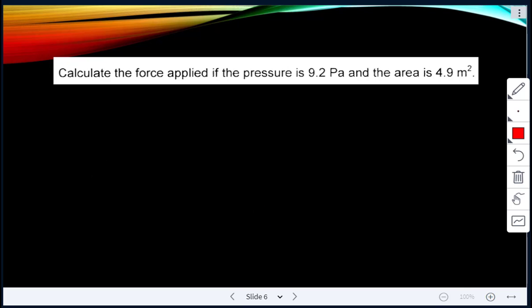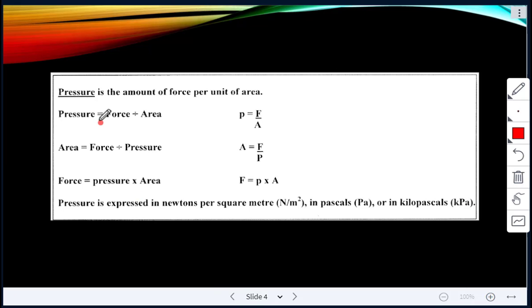All right, so our next question, calculate the force applied if the pressure is 9.2 pascals and the area is 4.9 meters squared. So in this one, we don't know the force. Pressure, we know it is 9.2 pascals. And area we know as well, it is 4.9 meters squared. All right, so let's just go back to figure out what our formula is for force. Force is equal to pressure times area.